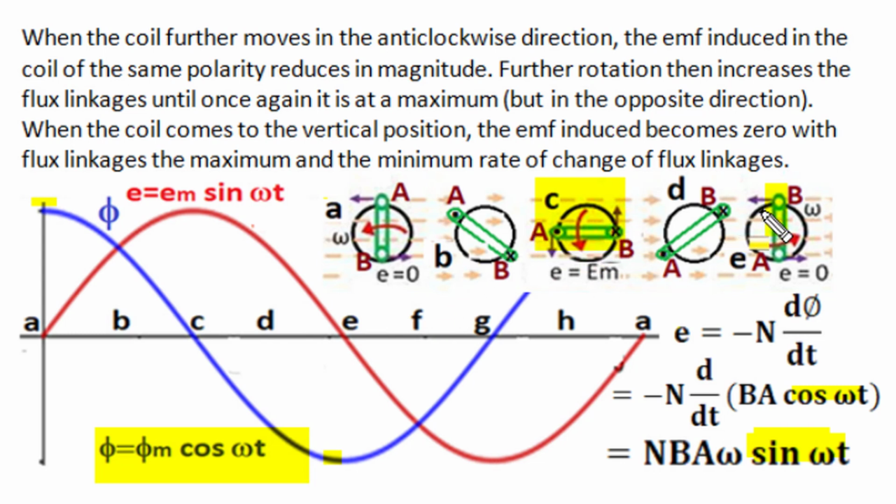This induced EMF, which becomes maximum at position C, decreases in magnitude from C to D and up to E, as shown here in this yellow highlighted portion. So from C to E angular motion, flux linkages increase and the rate of change of flux linkages decreases, and at E position flux linkages once again become maximum but the induced EMF becomes zero.